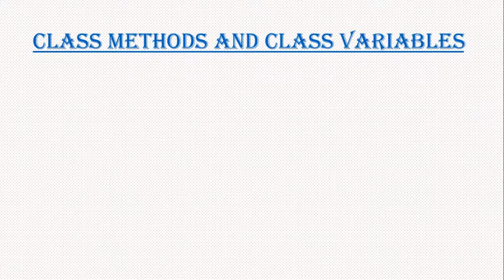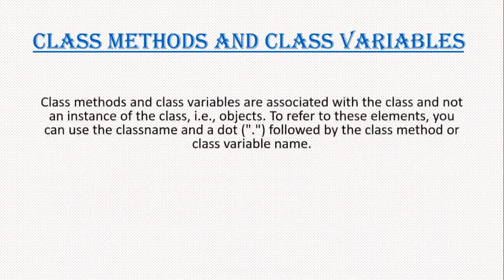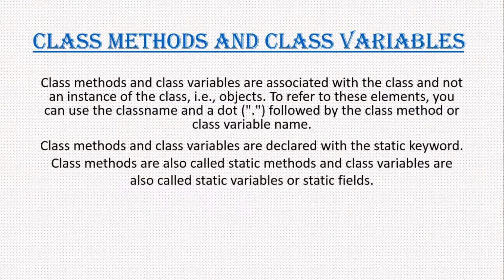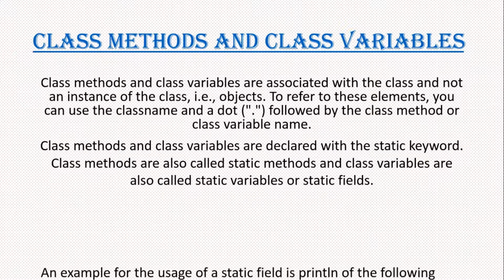More Java language constructs. Class methods and class variables. Class methods and class variables are associated with the class and not an instance of the class, i.e., objects. To refer to these elements, you can use the class name and a dot, followed by the class method or class variable name. Class methods and class variables are declared with the static keyword. Class methods are also called static methods and class variables are also called static variables or static fields.